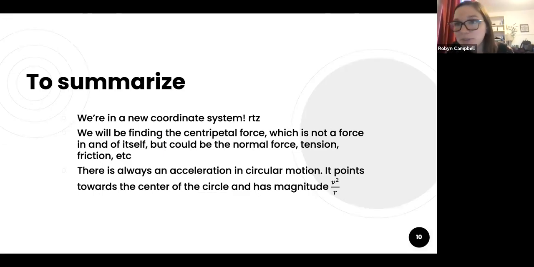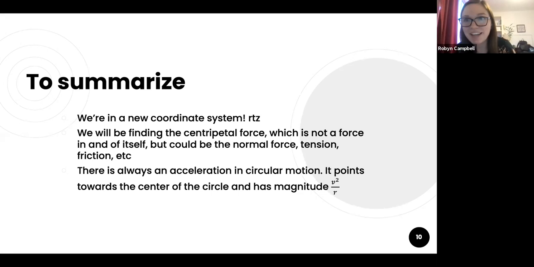Okay, to summarize the things that we've talked about, I've introduced this new coordinate system, RTZ. We'll practice that definitely a lot in class. We have this new force, and we have the centripetal acceleration. We have the centripetal force, which is some force that's causing circular motion. This centripetal acceleration is always going to be towards the center of the circle, and we know its magnitude is v squared over r.